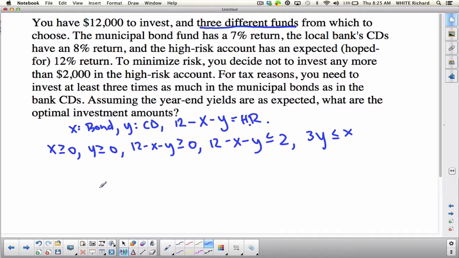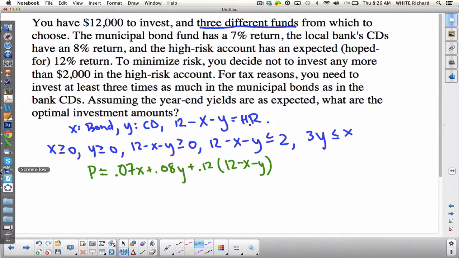Let's throw in a profit equation now. Let's go green for profit. So the profit will be, I can get hopefully a 7% return on the bonds. I can get, let's see, 8% on CDs, and I can get 12% on the high risk, which is 12 minus x minus y. Okay, let's throw this in there.